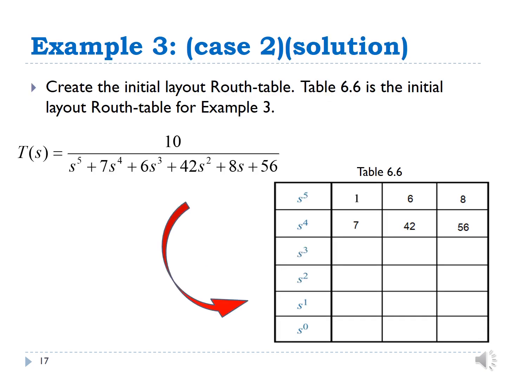Table 6.6 is the initial layout routh table for example 3. I'm sure you already know how this table is generated. Remember, our attention is only on the denominator of the closed-loop transfer function of the system.